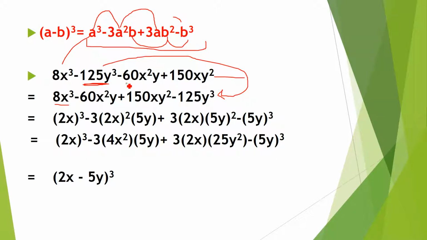Now you have to decide which one should come first. These two should come in the center, but which one should come second and third? See, this is a cube and this is a square, and another variable is adding. So this should come here, and this one should go here. See, 8x cube minus 60x square. X is decreasing and y is increasing, and here x is decreasing, y is increasing, and then y cube.